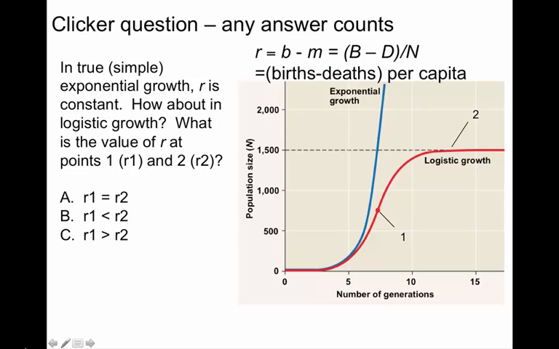Welcome back. Hopefully you selected C, that R1 you would expect to be greater in magnitude than R2. And in fact, by the time you've leveled off at the carrying capacity, which is where you are here at this point in the curve, R2 is 0.